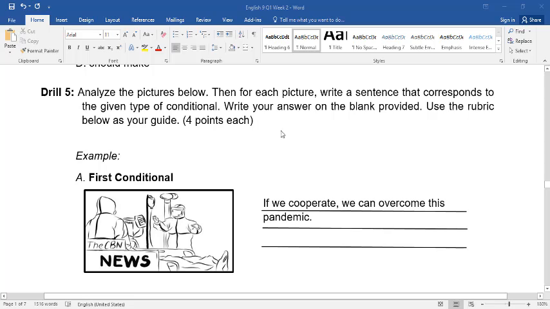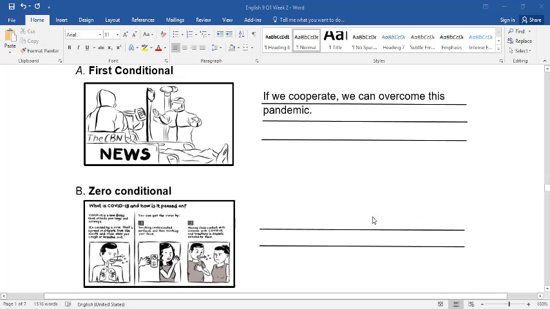Drill number 5, this is now the writing part. You have pictures, analyze them. After that, you write a conditional sentence that is based on the meaning of the picture. And you will write your answer on this blank.